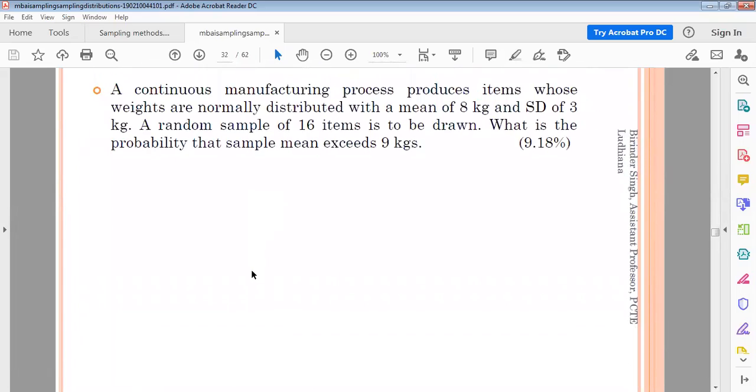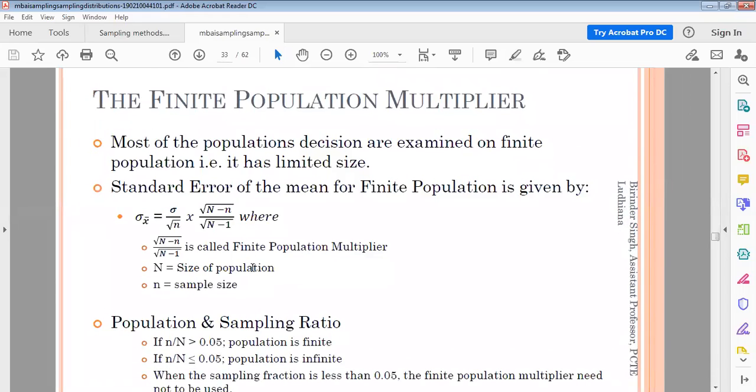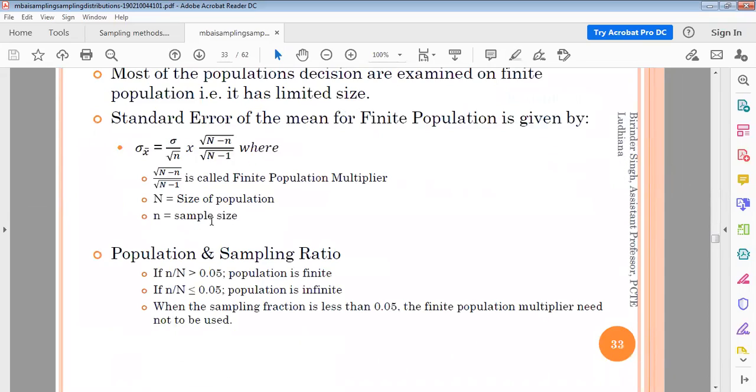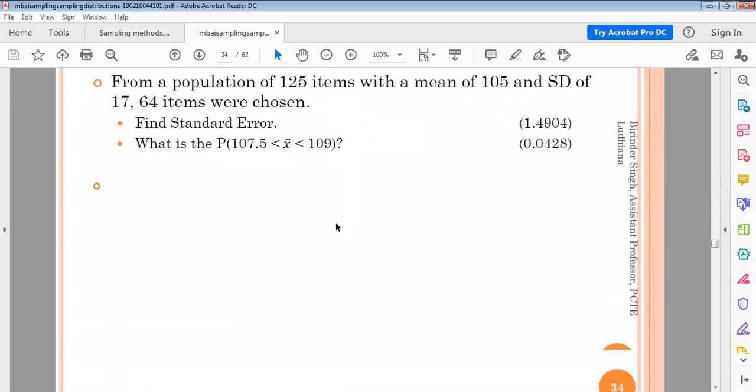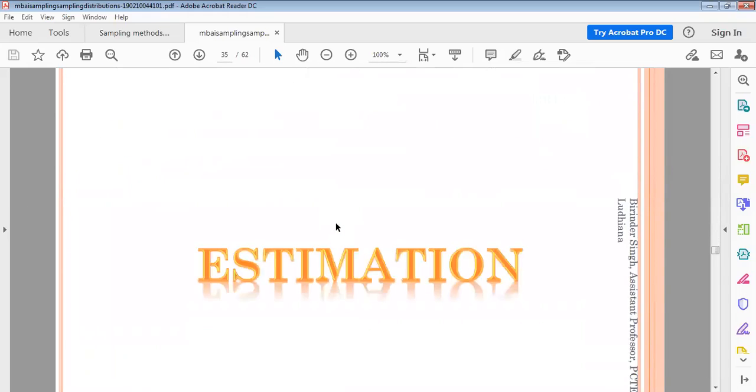This is the practice problem for you. For finite population multipliers, you have to use this formula. And if the sample size is more than 5% of the population, the population is finite. If it is less than or equal to that, the population is infinite. This is the practice formula.